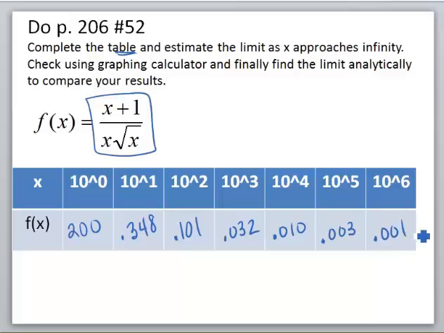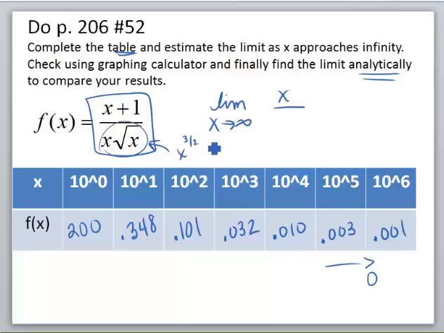Easiest thing to do again is use that table function on your graphing calculator. So once we've completed the table, it says to check using your graphing calculator. You should see that as you approach infinity, the limit should be getting closer and closer to 0. And then we'll do this analytically. Finding the limit analytically, I'm going to use L'Hopital's rule, which says I keep the highest degree on the top and I keep the highest degree on the bottom. This on the bottom is actually x to the 3/2 power.